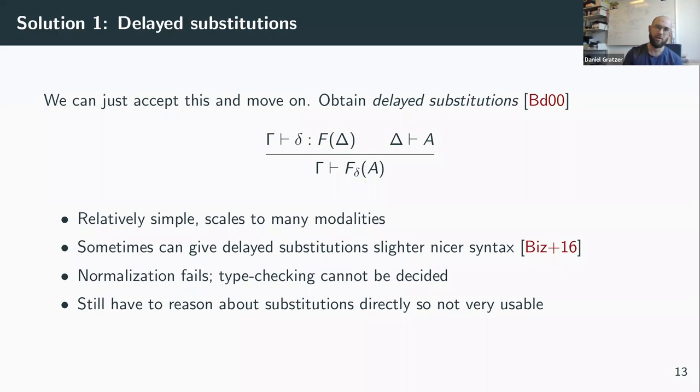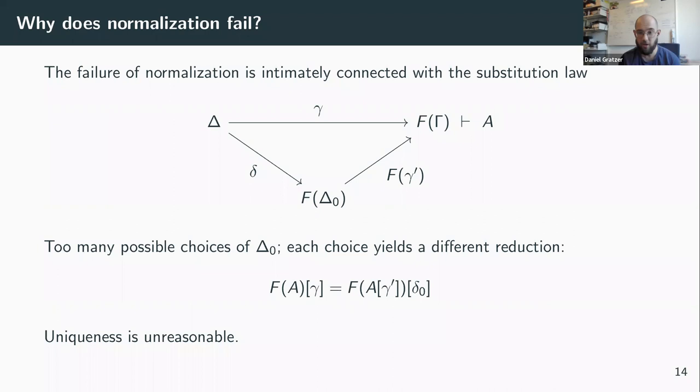But let's talk about why normalization fails, because it's instructive. So the failure of normalization is really tied in with the failure of the substitution lemma, because basically any time we can factor a substitution into F gamma, that gives us another way to simplify FA when we apply a substitution to it. So here I sort of have the setup. We have A, that should say FA, is in the context F gamma. And we have a way to resolve the substitution FA substituted with gamma. Namely, we can push this bit through and leave this bit delayed.